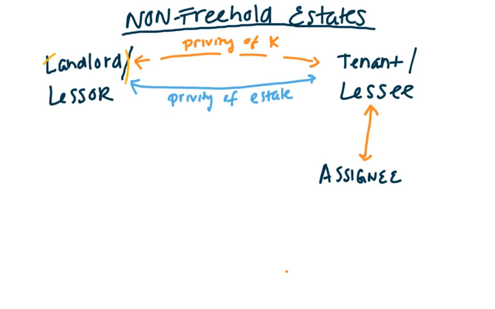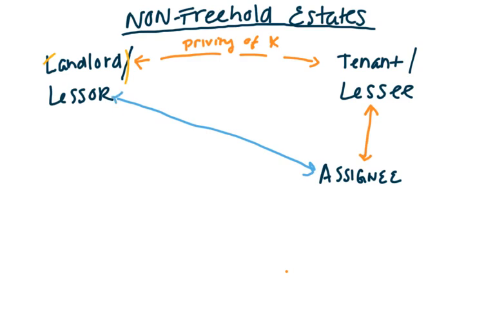And the tenant no longer has possession, so they can't have privity of estate anymore. Instead, the privity of estate flows from the landlord to the assignee. What does this mean practically? Well, it means that the property rights that flow with the land go to the assignee. And the assignee and the landlord then have rights and duties based on this privity.